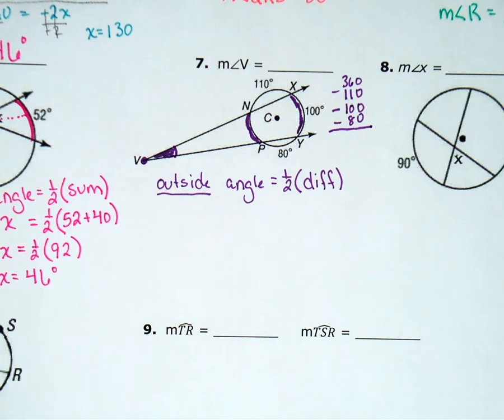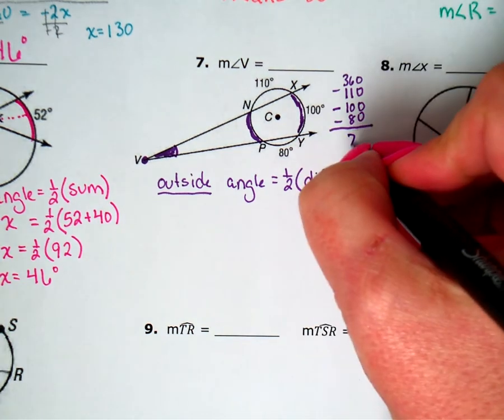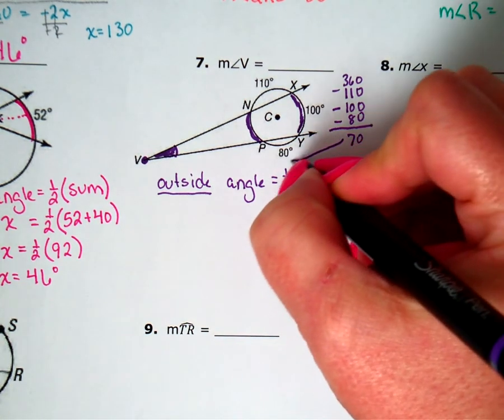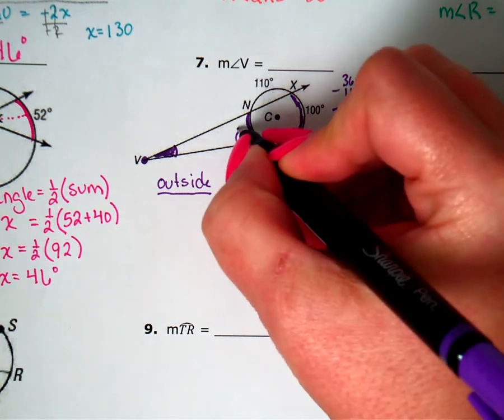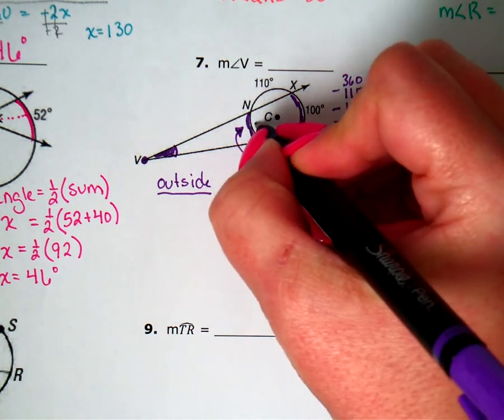So I'm going to do 360. I'm going to take away 110. That leaves me with 250. I'm going to take away 100. That leaves me with 150. And then I'm going to take away 80. That leaves me with 70. So that is this arc right here. 70 degrees.